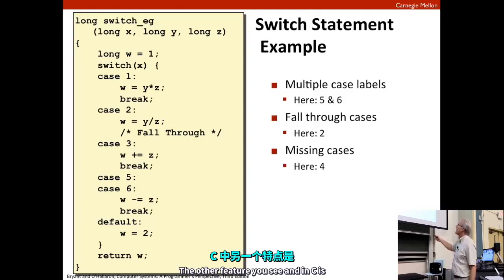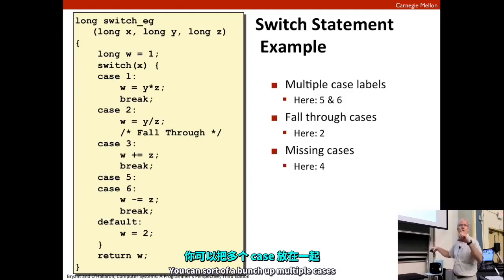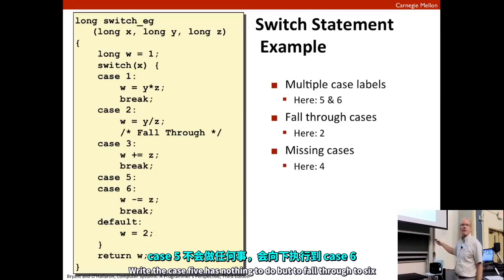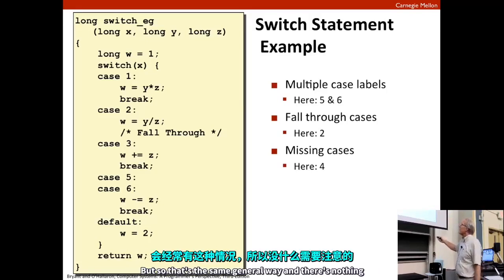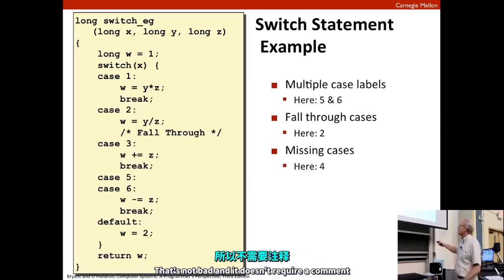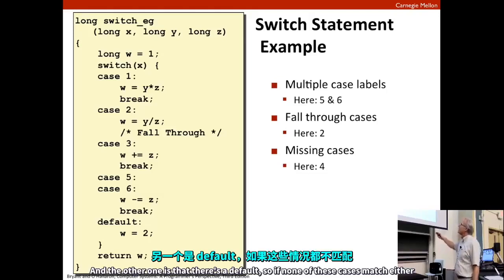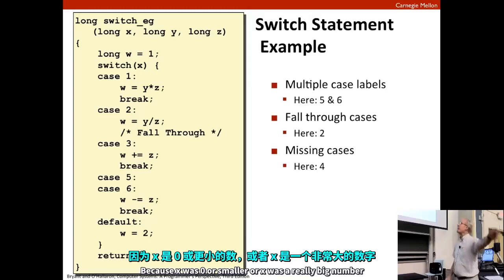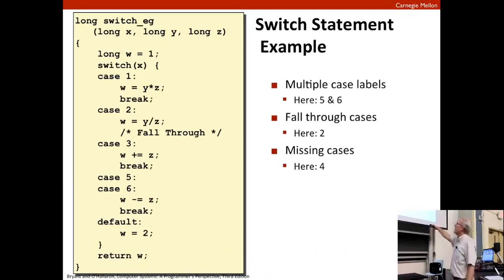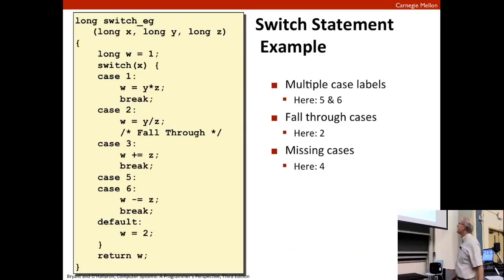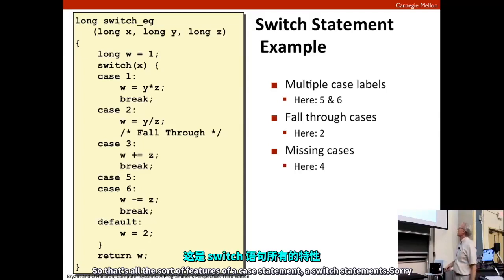Anyways, enough of my editorializing. The other feature you see in C is you can bunch up multiple cases. If you think of it, that's just a special case of the fall through, right? The case 5 has nothing to do but to fall through to 6. That's not bad, and it doesn't require a comment. And the other one is that there's a default. So if none of these cases match, either because x was 0 or smaller, or x was a really big number, or in this case, if x were 4, there's no matching case. And of course, you also know that these cases don't have to be in any particular order either. So that's all the features of a switch statement.